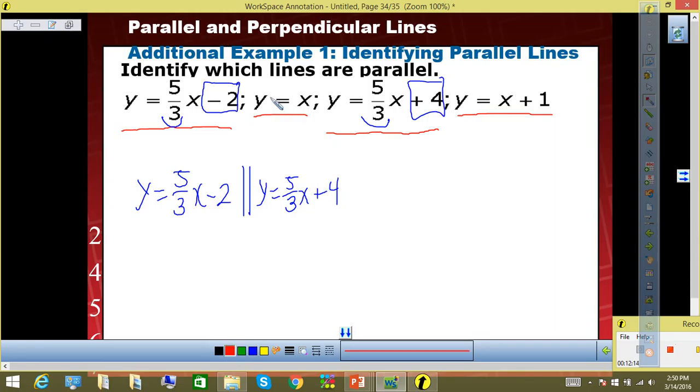What is the slope of this equation? 1/1. Is there another one that has 1/1? Yes, this one. What is the y-intercept on this one? Does this one have a y-intercept? So it would be what? Plus 0. And what is the y-intercept on this one? 1. So are these two parallel? Yes, so you would write y equals x is parallel to y equals x plus 1. And we're done.